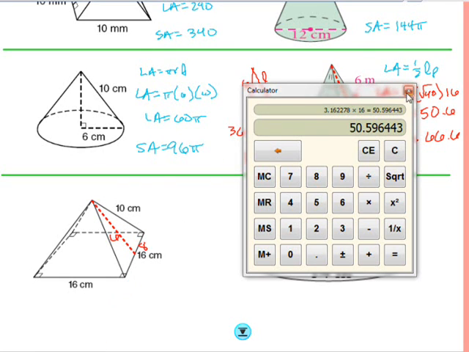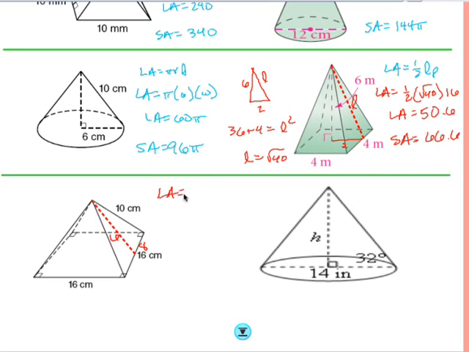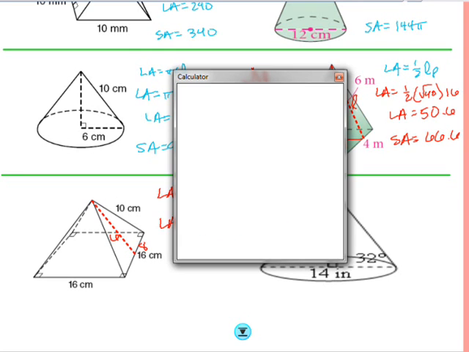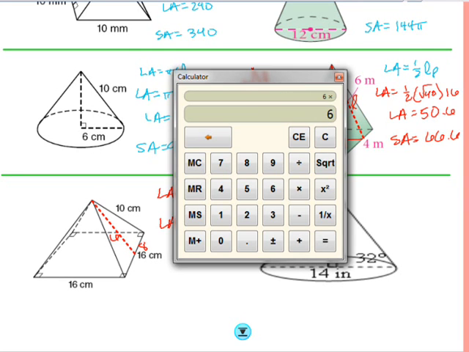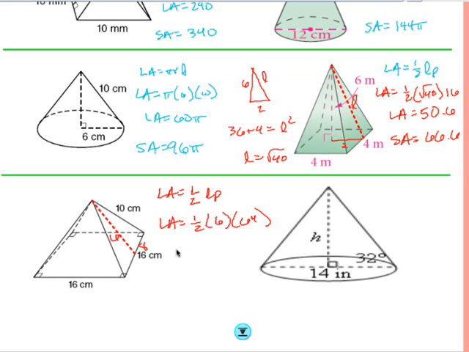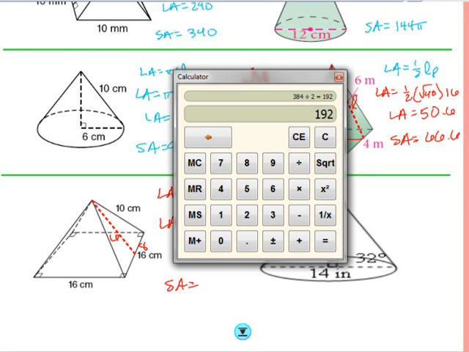Once I do that, it's pretty easy. Lateral area is 1/2 LP. The lateral area is 1/2 of the slant length, which is 6, times the perimeter of the base, which is 16 times 4, so that's 64. Let's make sure we're doing our math right: 6 times 64 divided by 2 is 192. So the lateral area is 192, and then for surface area, we just add in the area of the base. 16 squared is 256, so it's 448.